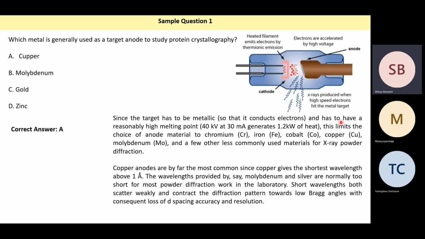So this limits your choice of anode to chromium, iron, cobalt, copper, and molybdenum, and a few other less commonly used materials. But copper anodes are by far the most commonly used because copper gives the shortest wavelength above 1 angstrom. So if you look at the wavelengths produced by molybdenum and silver, they are too short for most of the diffraction work.